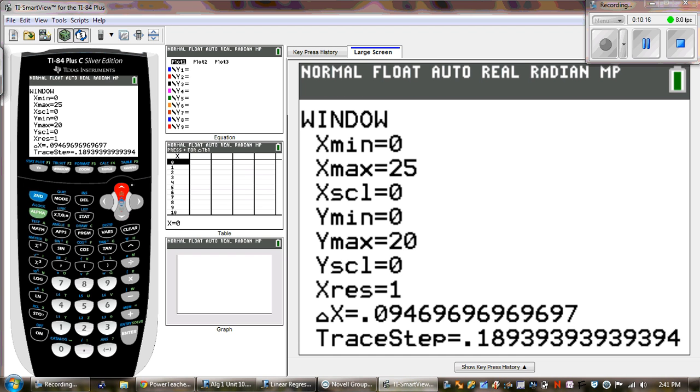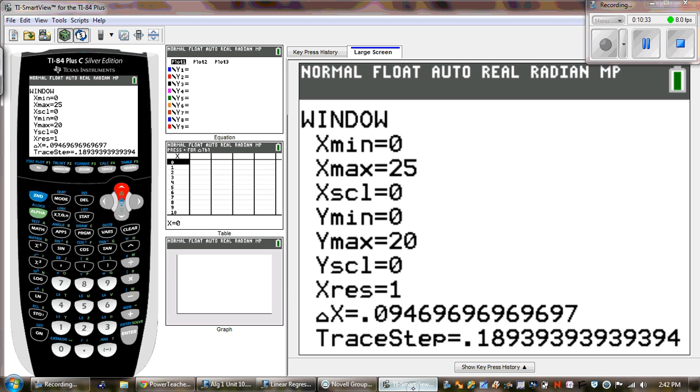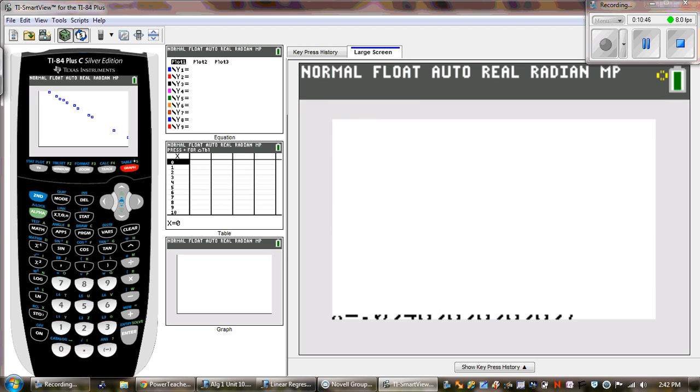Now, my Y max, let's take a look at the highest number for the Y. For number of people, the highest number I see is at 21,600. So I want to go higher than that. And I'm going to go a lot higher in this case, just so I can see all the information. So I'm going to go 22,000 on that. Okay. And let's take a look at our graph.